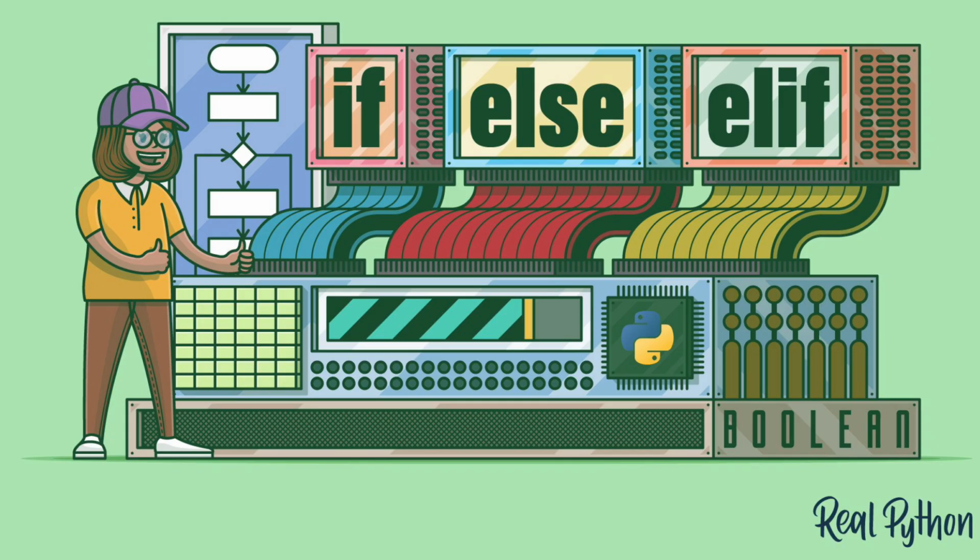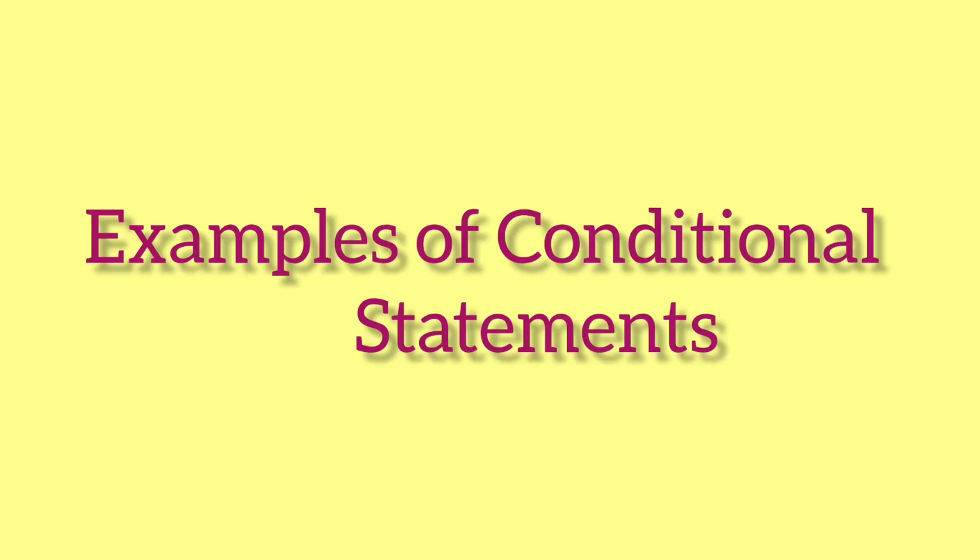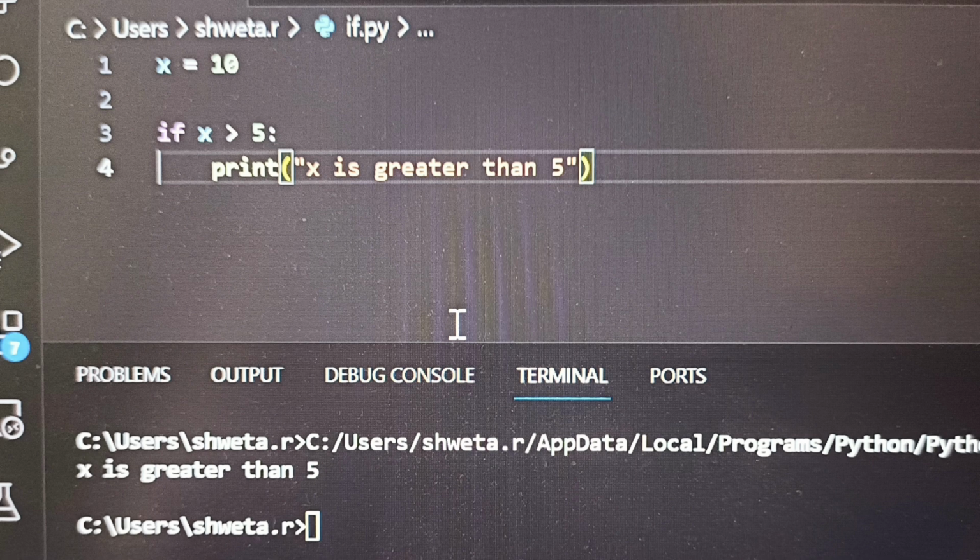In Python, we have if, elif, and else statements. Let's see some examples of these conditional statements. This is the code snippet for the if statement. The if statement evaluates a condition. If the condition is true, the block of code within the if statement is executed. Here we took the value of x as 10 and we are checking the condition if x is greater than 5. Since the value of x is greater than 5, the condition inside the if is executed and it will print the output x is greater than 5.